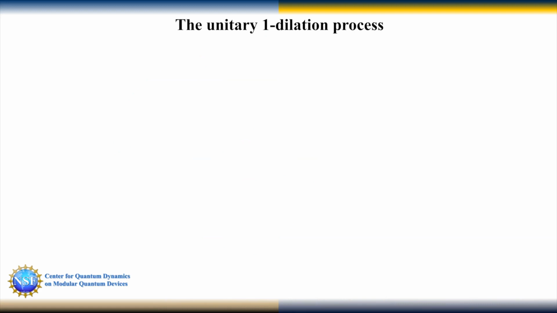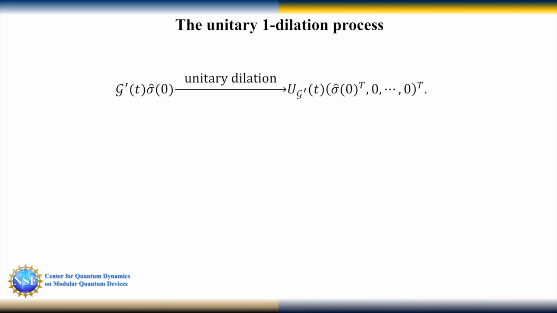Next, let's talk about the unitary dilation process. After applying the dilation to our time evolution operator G prime, we have the unitary operator UG prime. Because this UG prime is of higher dimension, we need to add these zeros. These extra zeros act as ancillas to make sure the dimension of the vector matches that of this unitary operator.